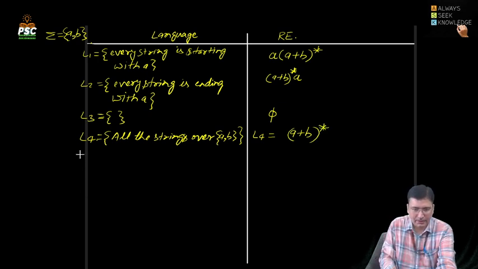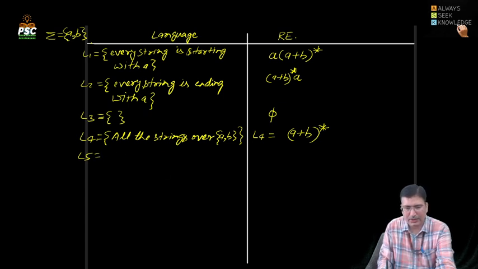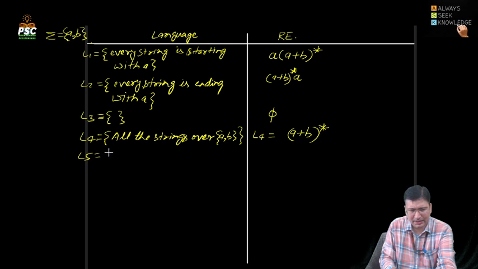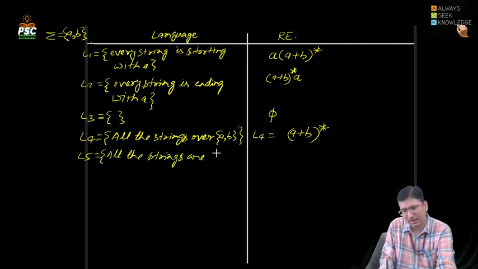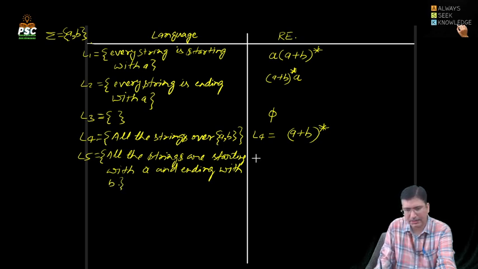Now if I consider L5, let's say there's a language where the starting and ending are fixed, so all these strings are starting with a, because the alphabet is a comma b, and ending with, let's say, b. So if this is the language, the regular expression of L5 will be a starting, b will be ending, in between anything in terms of a or b, right?